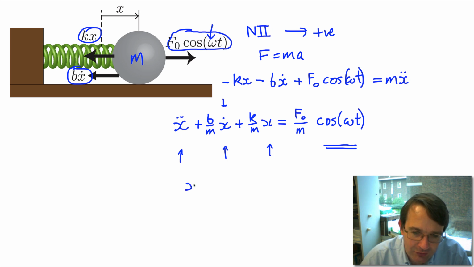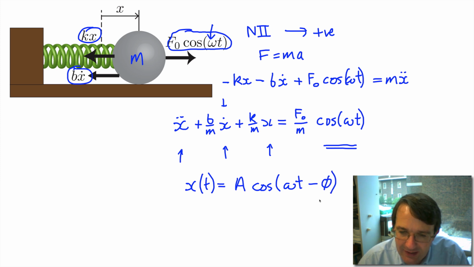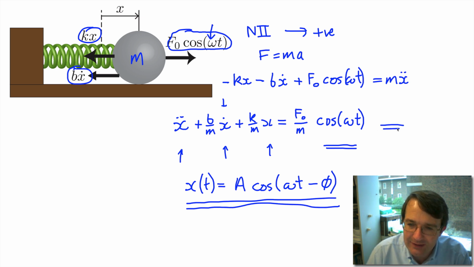So what we're going to try as a solution is that x of t is going to be equal to some amplitude a times the cosine of omega t, and then to make the sines work out, we're going to have minus a constant phi. We could put plus in here, and then we just get the sines flipped. It doesn't make any difference, but this is the solution that we are going to try in our equation of motion here.